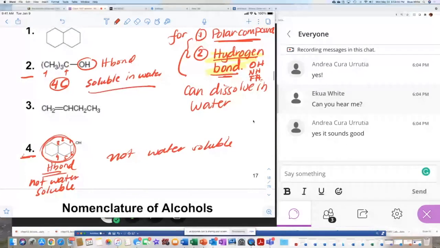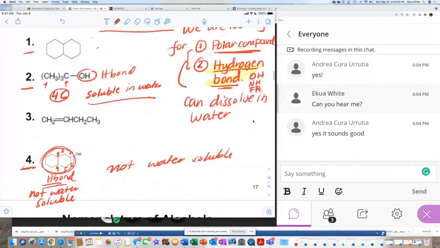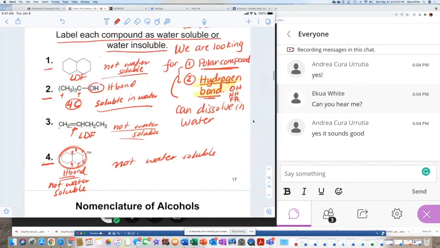Here, water soluble. Okay, this one here doesn't even have an OH. No heteroatoms. So this one here is definitely not water soluble. If you just have carbons and hydrogens, definitely not water soluble. Why? I mean, it does have a double bond, but I don't see anything here that's not carbon or hydrogen. It has carbon and hydrogen only. That means it's LDF only, so not water soluble. It has to at least be polar or have hydrogen bonding to be water soluble. Okay, I guess you can write water insoluble.